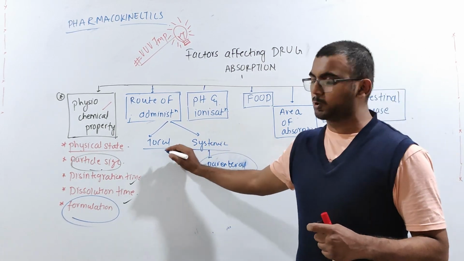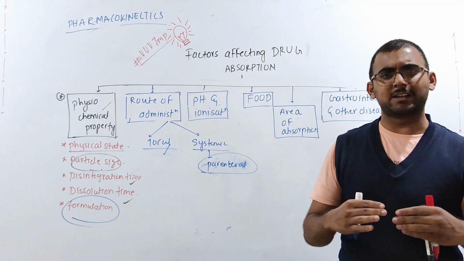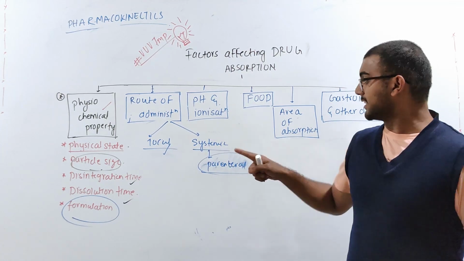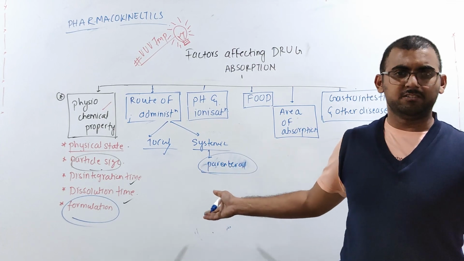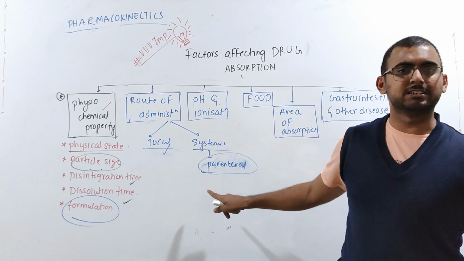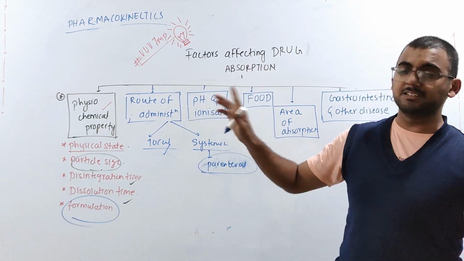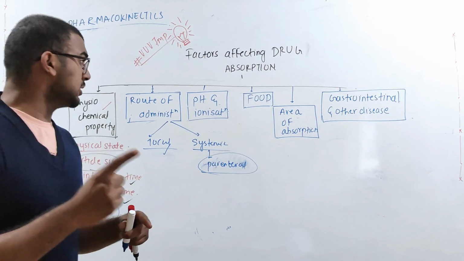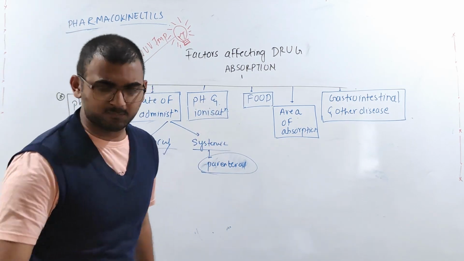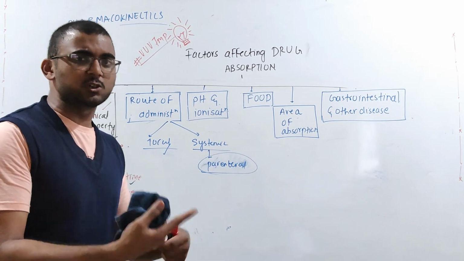For example, with a local route like a conventional tablet, it will take slower time to show the action. But if you take the IV route or the parenteral route, we are bypassing the absorption. So the route of administration also plays a very crucial role in deciding the drug absorption, whether it is faster or slower.